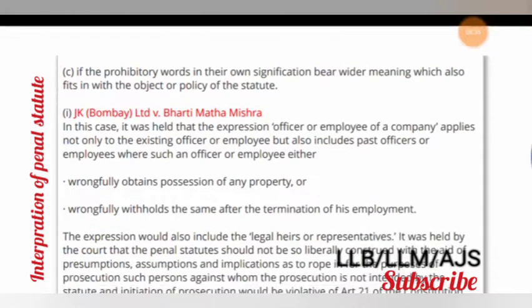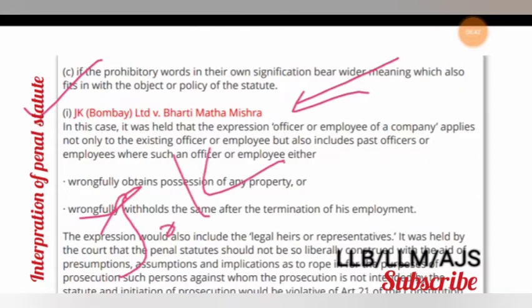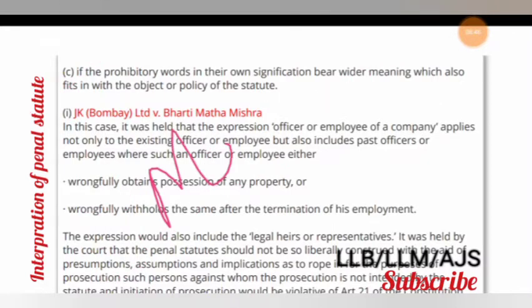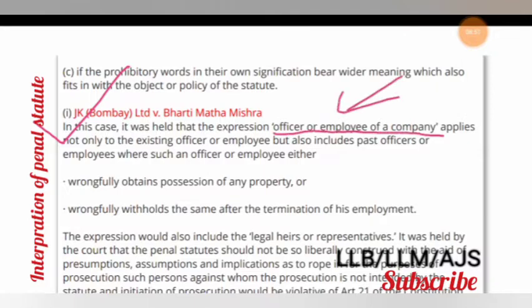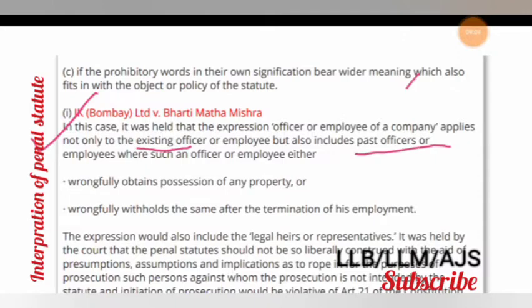Then we find a case, J.K. Bombay Ltd versus Bharati Matha Mishra. In this case, it was held that the expression "officer or employee of a company" applies not only to the existing officers or employees, but also includes past officers. Existing means the present, but also past officers or employees who were officers or employees.